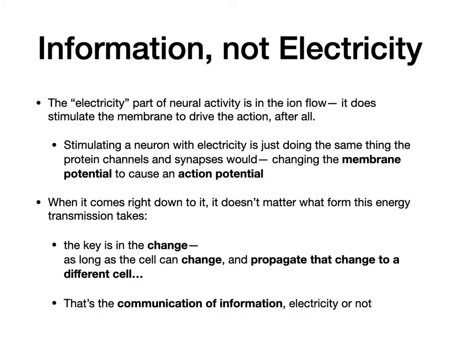Information. Not the specific form of electricity that information takes, right? The electricity part of neural activity is there. It's in the ion flow, kind of similar to how a battery works, right? It is using electrical differences to change the membrane, to drive the action and everything, right? And the reason when you stimulate a neuron with electricity that it changes it is that it's doing the exact same thing. It's changing the membrane potential, and it's causing the channels to open and send signals further, right?